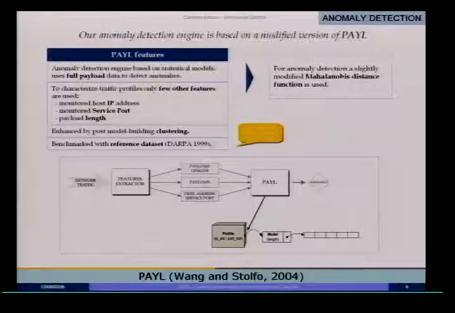Then, in the detection phase, for each observed payload, the byte frequency distribution of this payload is compared with the statistical values of the associated model, and the Mahalanobis distance is calculated. And if such distance exceeds a given threshold, then this observed sample is classified as an anomaly, so as a possible attack.